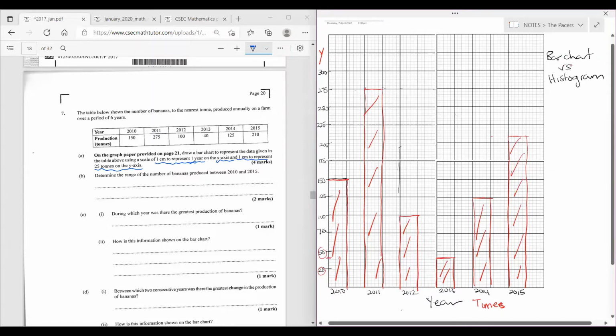For the bar chart, they could also tell us to put our years here and our tons on the x-axis, and our bars will just look like this. Instead of vertical, they will be horizontal. So pay attention to which axis they are telling us to put each one on.